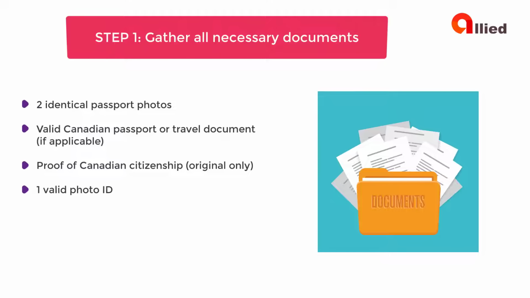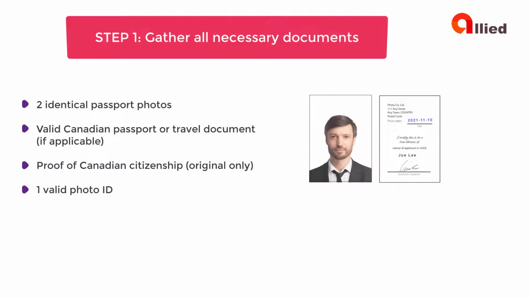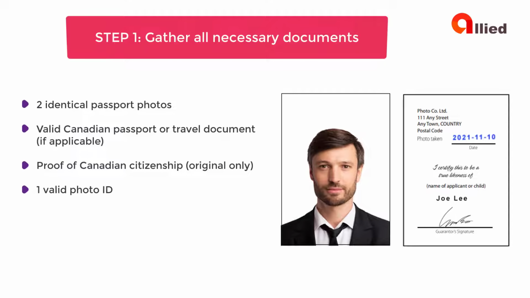You need the following documents for your passport application. 2 identical passport photos. Your photos must be taken no more than 6 months before the date you submit your application. On the back of one of the photos, the photographer must write their name, their complete address, and the date the photos were taken. Your guarantor must write on the back of one of the 2 photos, "I certify this to be a true likeness of your name," and sign. We will talk about who can be your guarantor later. Read the full photo requirements for more information. The link is in the description below.